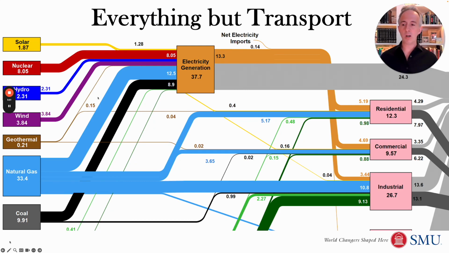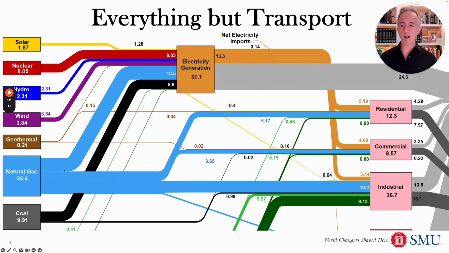So let's zoom in a little bit on electricity generation and just talk about everything but kind of transport, all those other sources of energy that first go through electricity generation before we use the electricity from them. And you can see some of these very important sources: solar, nuclear, hydro, wind. We see that the biggest source is natural gas, and we'll kind of zoom in on that. And we see that coal is a big source of electricity generation as well.